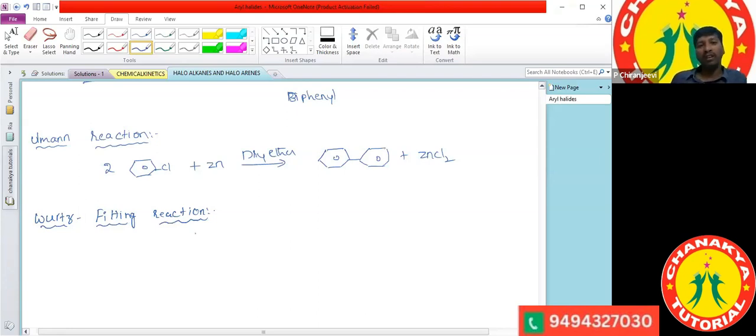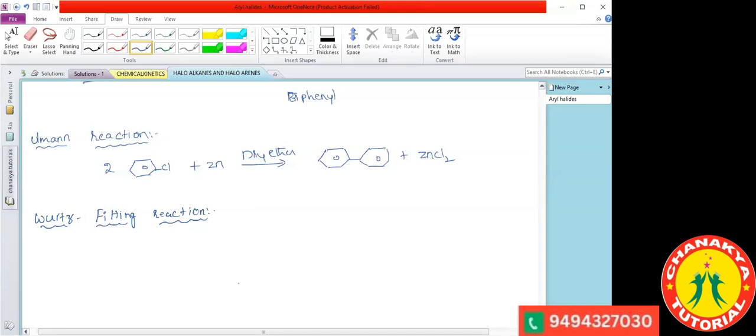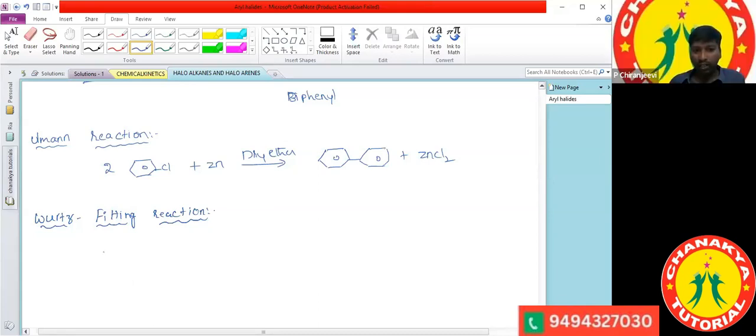Aditi, Khyati, or Ritu? What are we taking as reactants in the Wurtz reaction? What are we taking, ma? Sir, we take sodium metal and 2 alkyl halides. Very good, ma. So we are taking an alkyl halide. Alkyl halide can be represented like this.